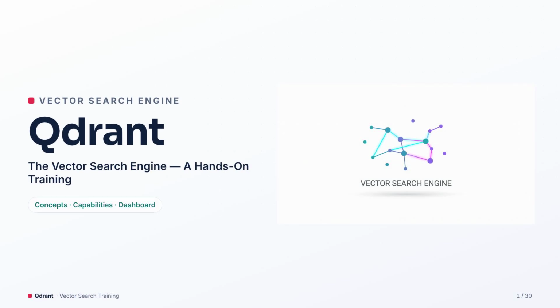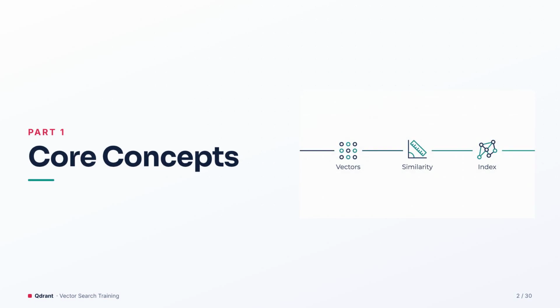Search that understands what you mean. Recommendations that just work. The memory behind every AI assistant. They all rely on one thing underneath: a vector database. This is Qdrant. First, the core concepts.